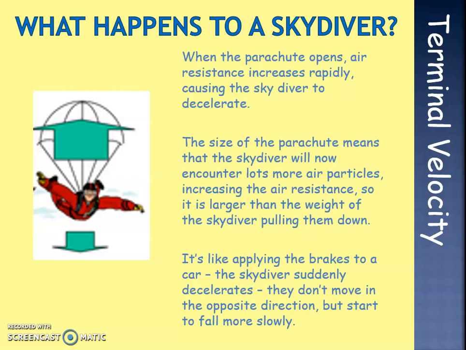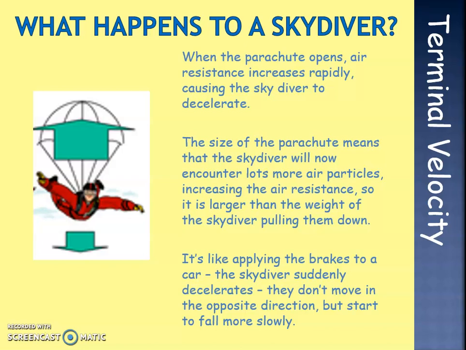However, when the parachute opens, air resistance increases rapidly. So the force pushing up is much higher than the force pushing down. The size of the parachute means the skydiver encounters more air particles, increasing the air resistance. It's like applying the brakes to a car. The skydiver suddenly decelerates.